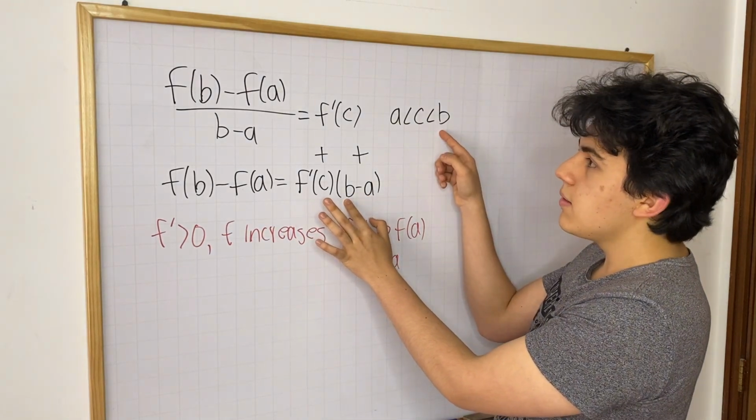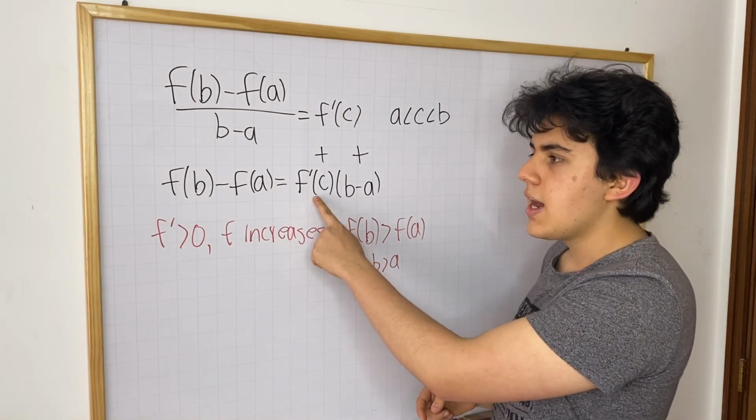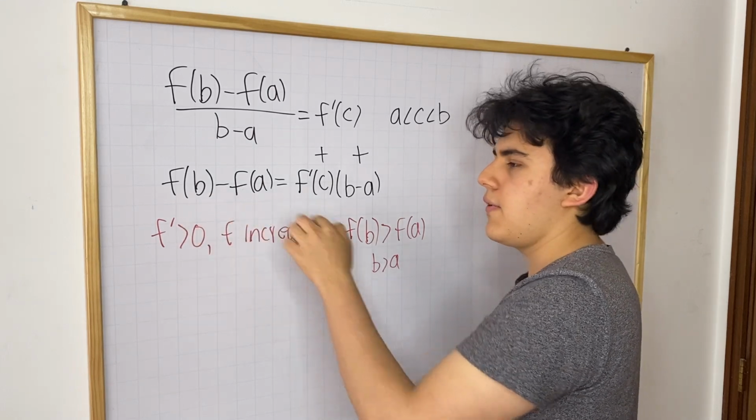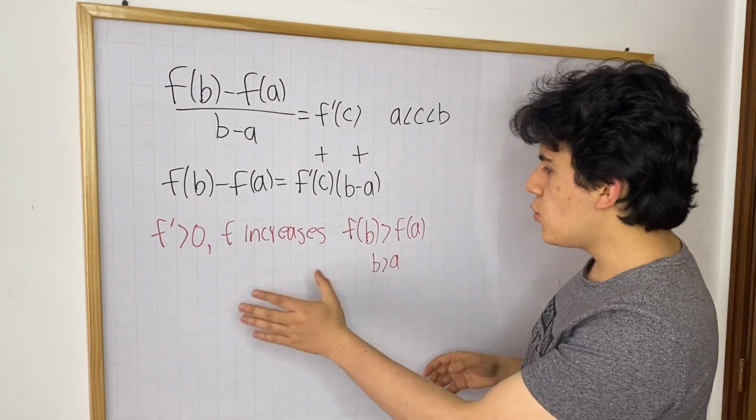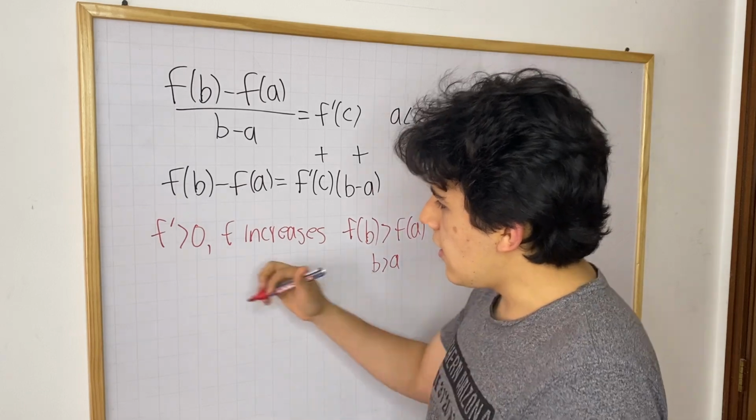B is greater than A based on the initial condition, so this will be positive and this will also be positive. And that means that f of b, f evaluated at b, must be greater than f of a, okay? Now you can do a very similar analysis to what I just did here by trying to find what happens if f prime is negative.